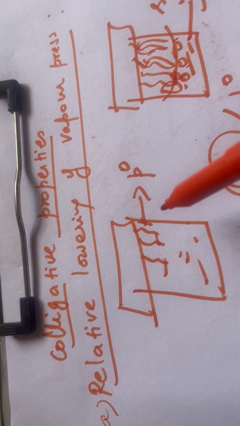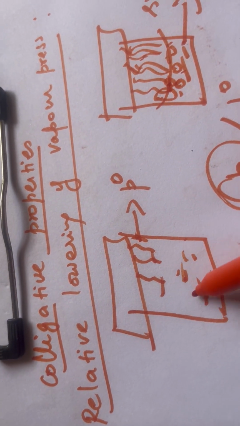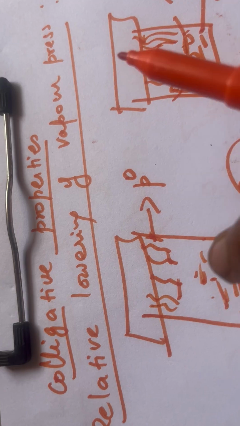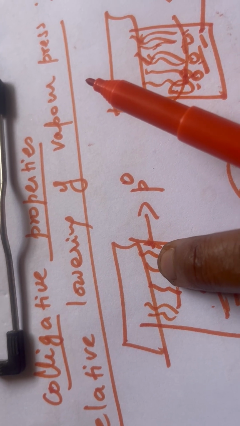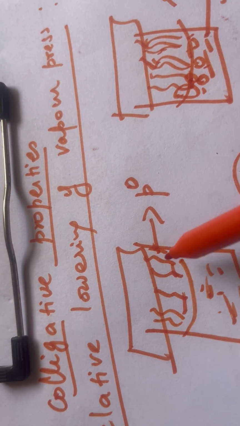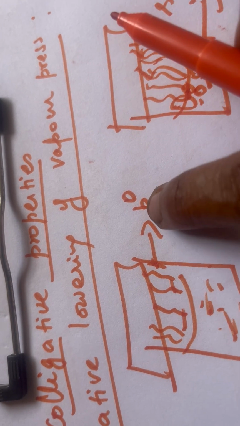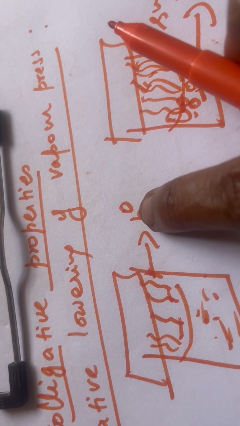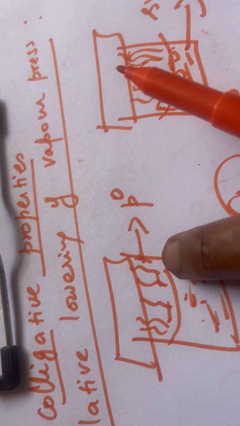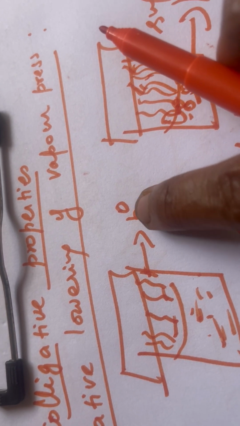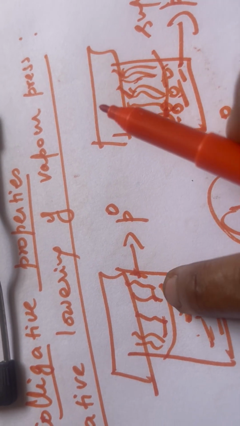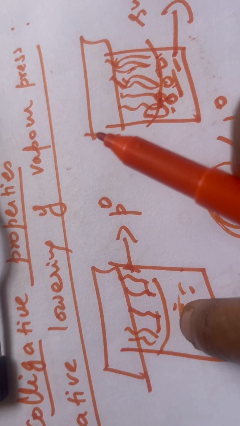Say for example, you take water. Water can undergo vaporization and its vapor will be present above the water level. The pressure exerted by this vapor is called vapor pressure. This vapor pressure is given by the symbol P0. Here we use the term vapor pressure of pure component. Pure here means single component, only water alone is there.